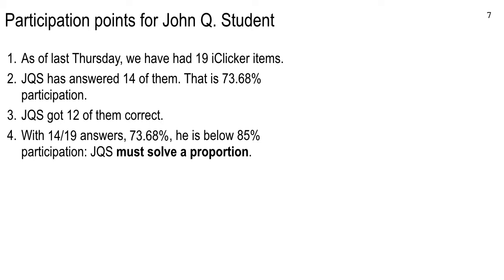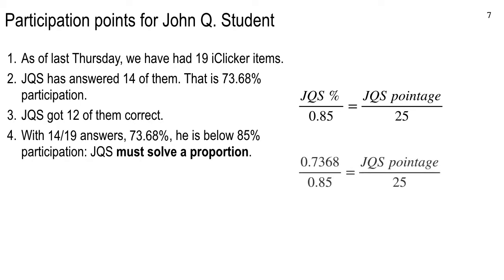So he has to solve a proportion. Now, this is the proportion that he's got to solve. His percentage divided by 0.85 equals his pointage divided by 25. Now, we've already figured out his percentage. So that goes in on the top of the left side of the proportion. Right? So it's going to look like this. Now, this is correct, 73.68%.